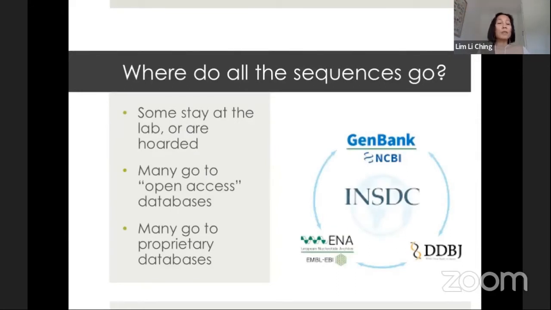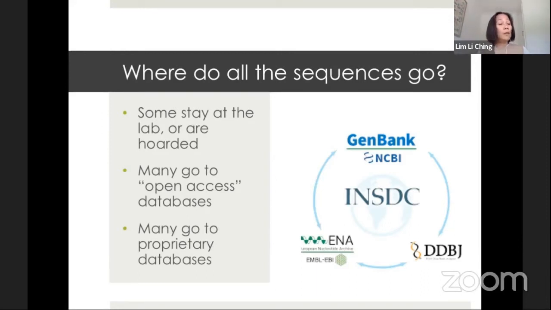Some, of course, stay at the lab where they were sequenced and are just simply kept or hoarded. Many are posted onto these so-called open access databases, which are public databases. For example, the International Nucleotide Sequence Database Collaboration, INSDC, is a collaboration between the public databases of three countries and regions from the US, Japan, and the EU. And we need to note, of course, that it's largely the developed countries that are hosting these databases.